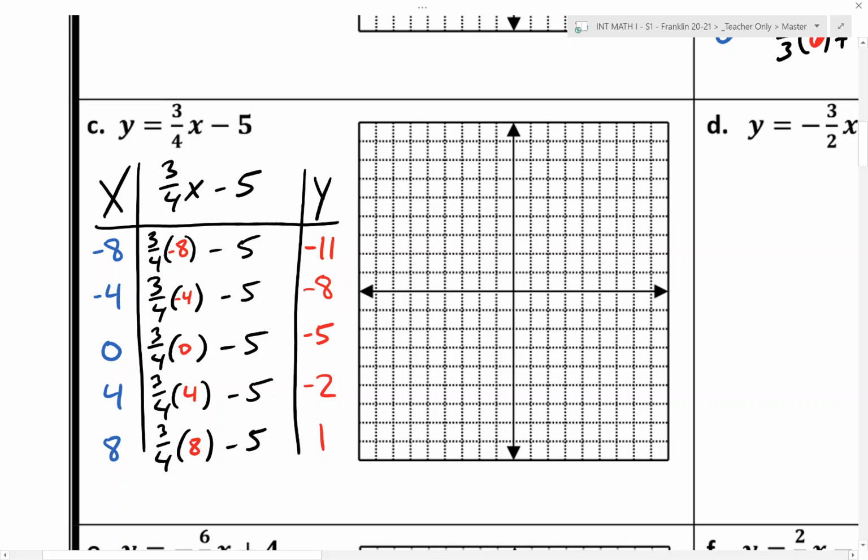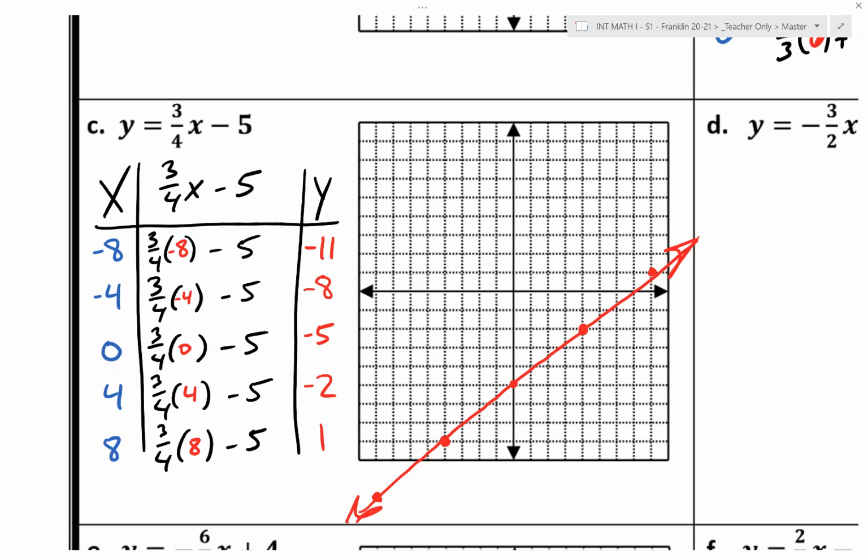All right, so let's graph these. -8, -11. Left 8, down 11, which is off the graph. It's somewhere around here. Again, if you're off the graph, you don't have to use that point. You can just skip it and go to the next one. -4, -8. 1, 2, 3, 4, 5. Is right here. 0, -5. 4, -2. And 8, 1. Right there. All in a straight line, nice and straight. There you have it. 3/4 x minus 5.